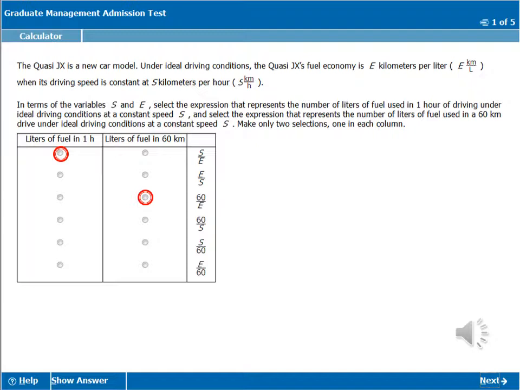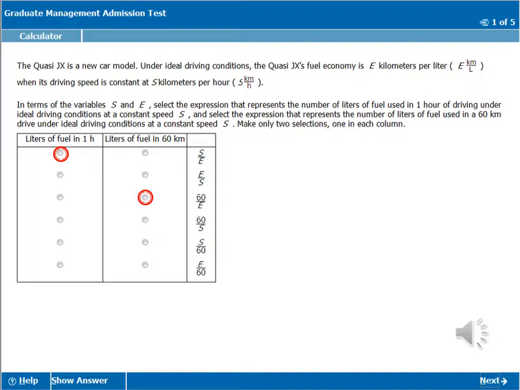The quasi-JX's fuel economy is E kilometers per liter, when its driving speed is constant at S kilometers per hour. In terms of the variables S and E, select the expression that represents the number of liters of fuel used in 1 hour of driving under ideal driving conditions at a constant speed of S.